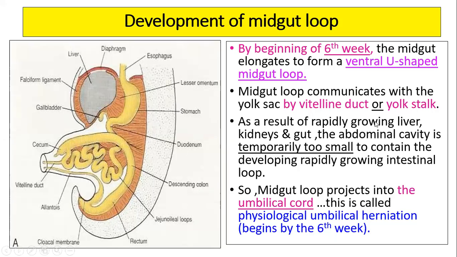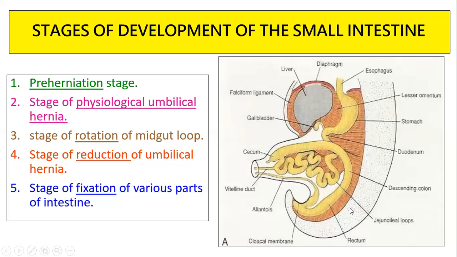As a result of rapidly growing liver, kidneys, and gut, the abdominal cavity is temporarily too small to contain the developing, rapidly growing intestinal loop. So the midgut loop projects into the umbilical cord, which is called the physiological umbilical herniation. As I said, because the cavity of the abdomen is very small and the intestine grows very fast, they will all come out through the umbilical cord. So this is called the physiological umbilical herniation, as we studied here. Stage of physiological herniation.